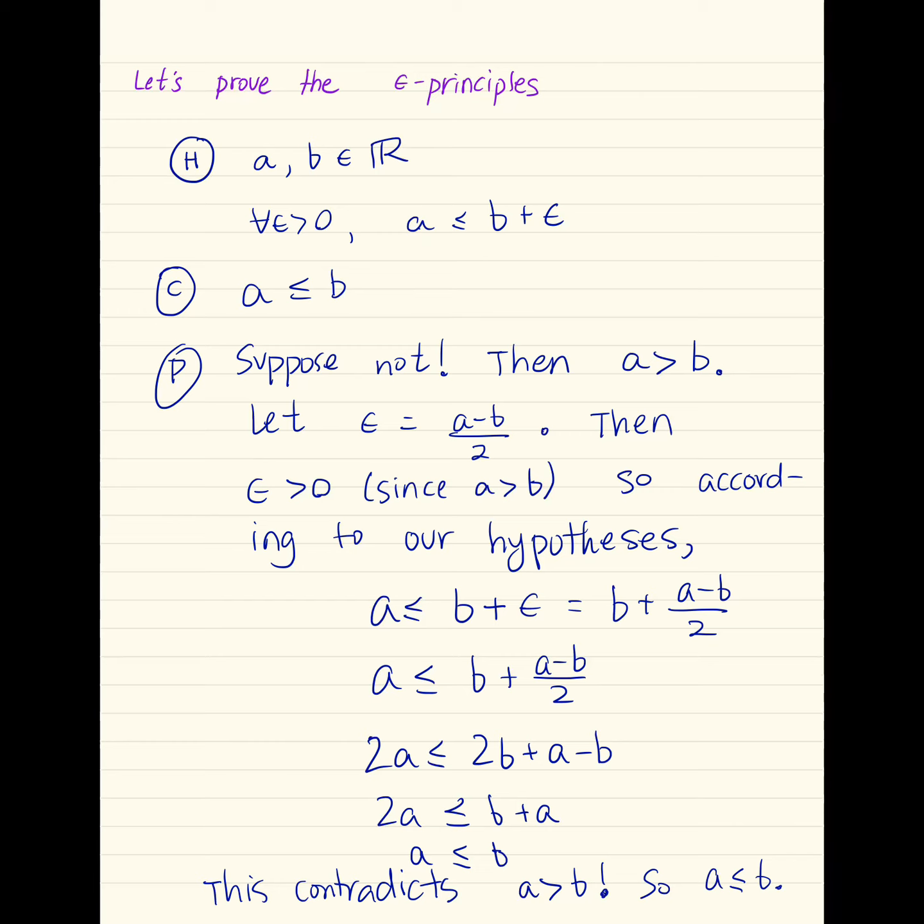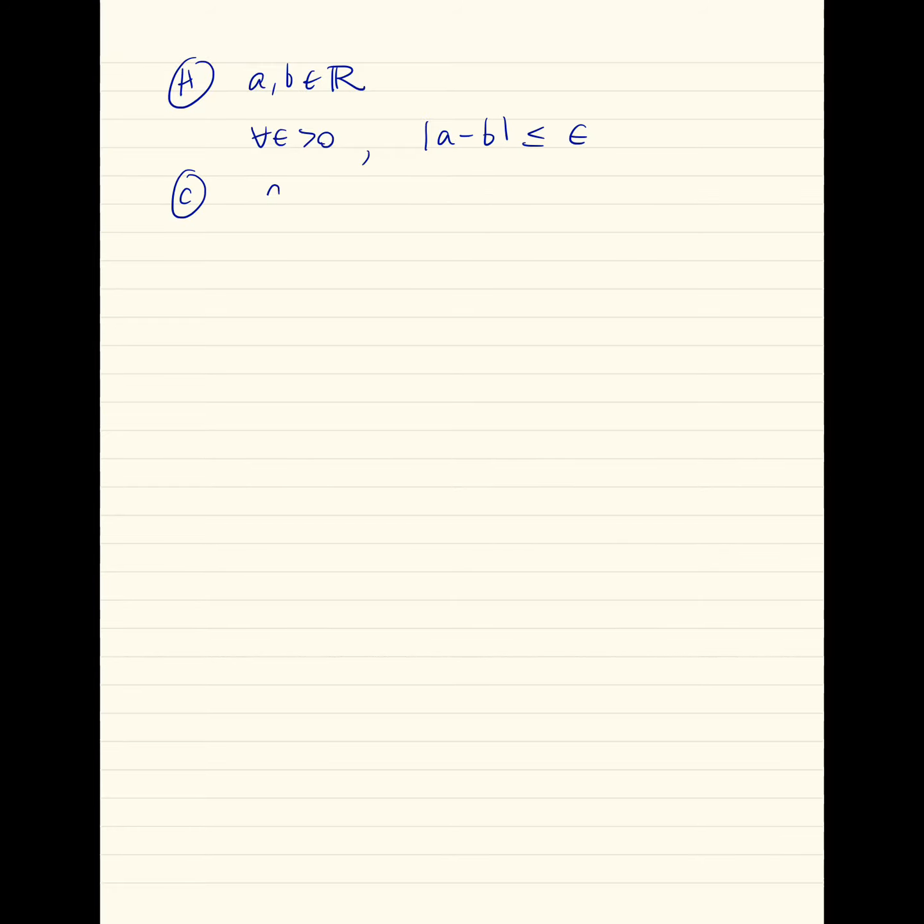Okay, let's add a page afterwards. And now let's prove the second epsilon principle. The second epsilon principle had as hypothesis that A and B are real numbers, and for every epsilon greater than 0, the distance between A and B is less than or equal to epsilon. The claim is that A must be equal to B.